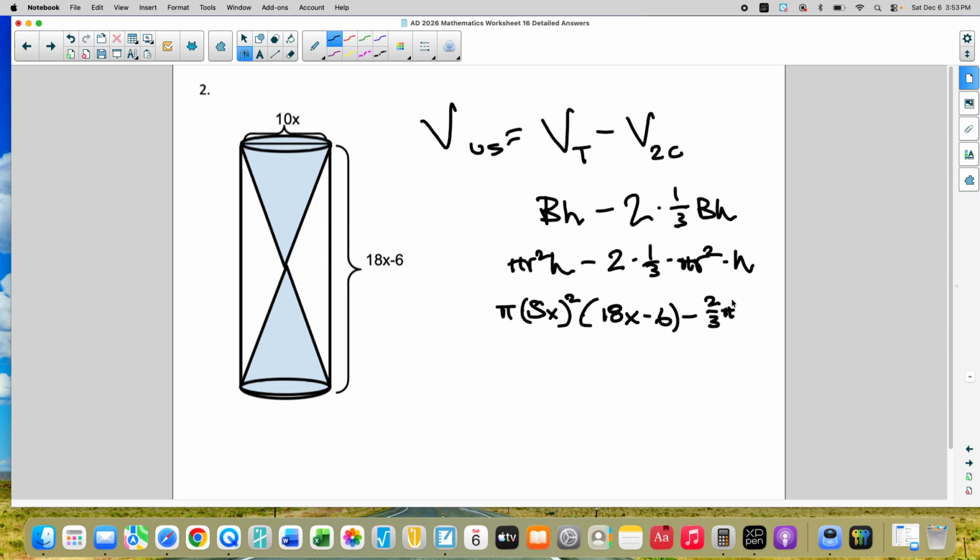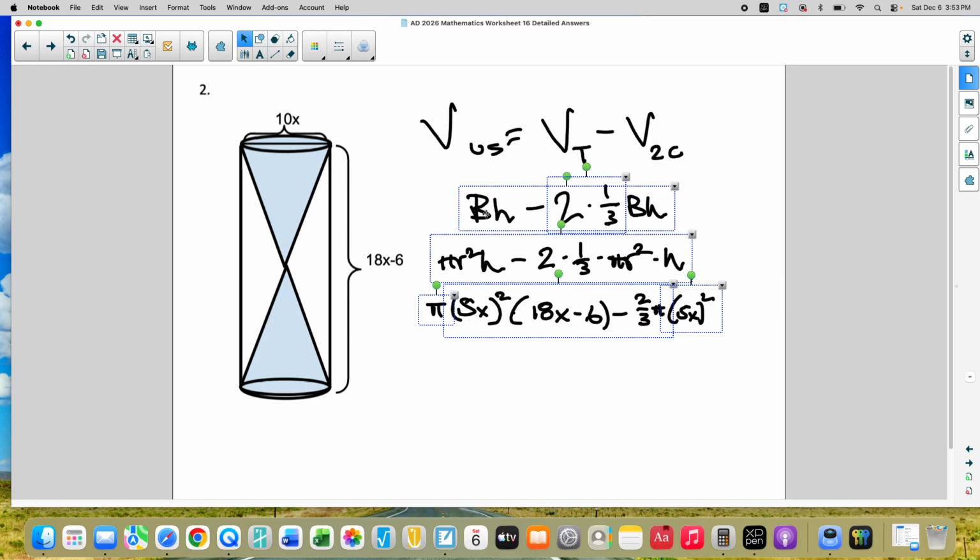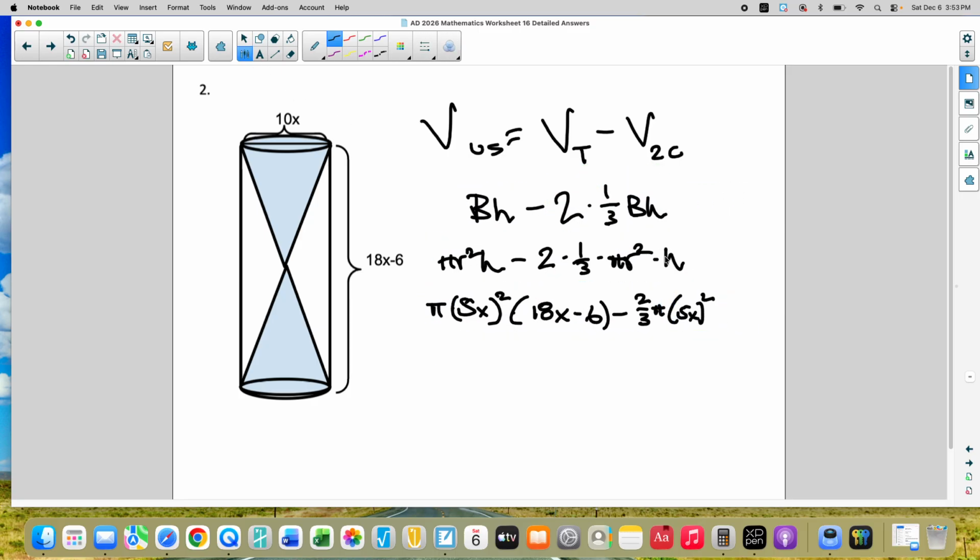This is pi. Radius is still going to be the same. It's 5x, quantity squared. Let's move everything over a little bit. And then my height is actually going to be half of it. So that's going to be 9x minus 3. 9x minus 3. All right. So, oh, and look at that. We could actually keep it because if we double it. So let's do that.